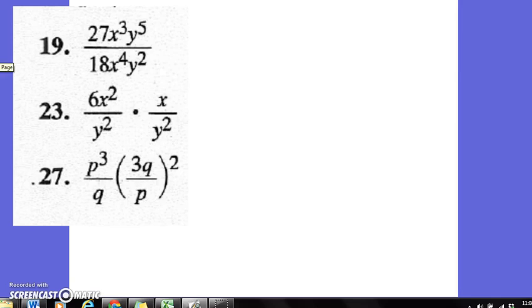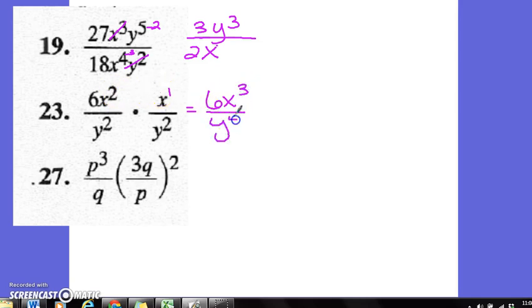So, when we look at this, number 19, the 18 and the 27 reduced to a 3/2. You have more x's on the bottom, so we subtract out the 3, so 4 minus 3 is 1x. We have more y's at the top, so 5 minus 2 equals y to the 3rd. Now, here you're going to have to do a couple of steps. If you multiply straight across, you get 6x, there's a 1 here side by side, you add to the 3rd, and y to the 4th. There's nothing to cancel out.